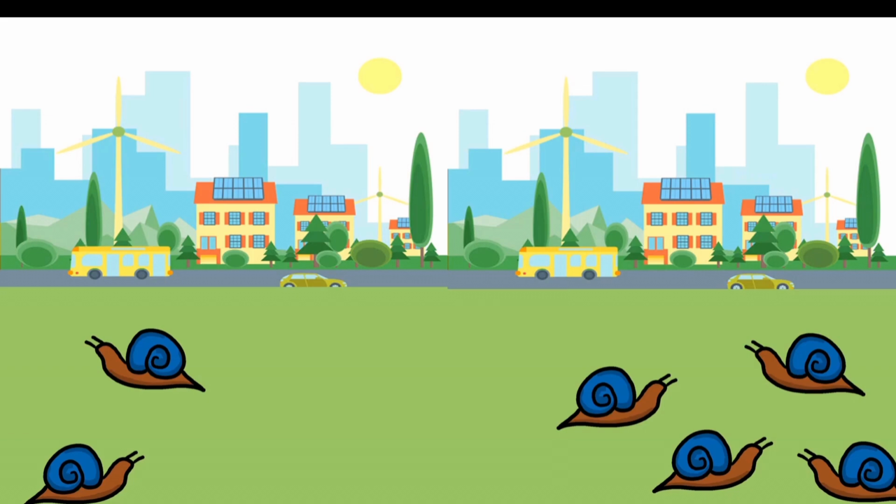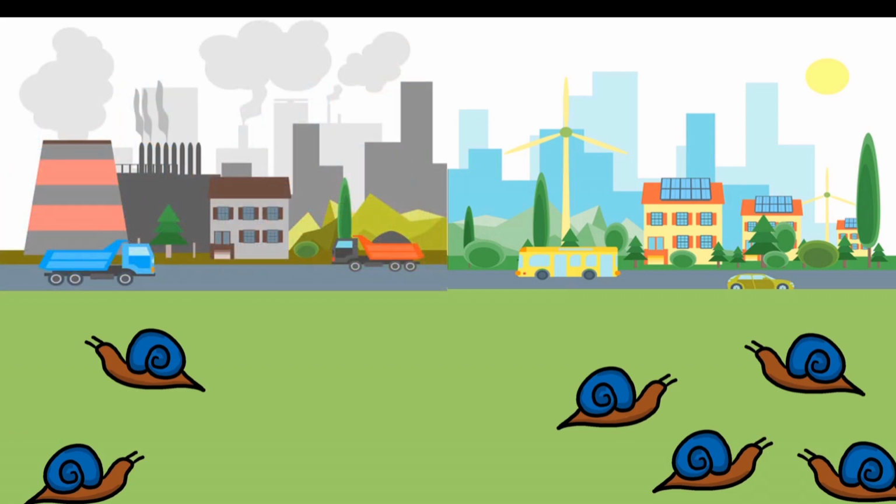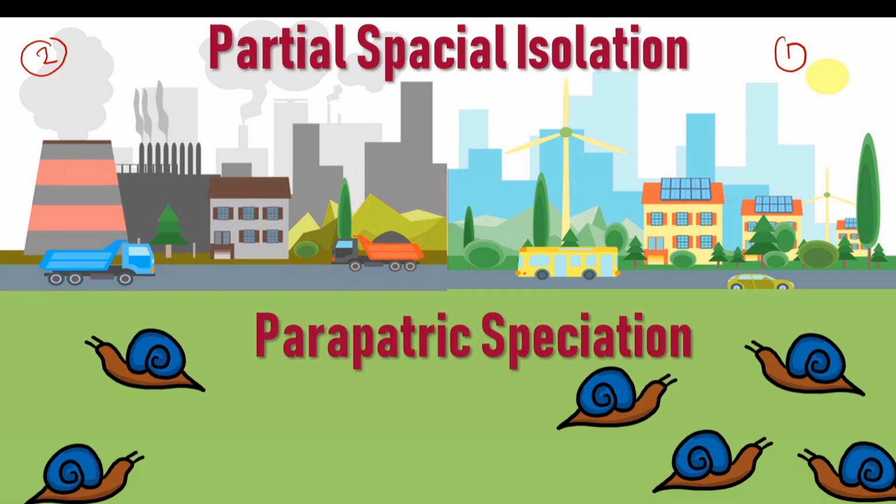When the surrounding area or the niche of the population changes due to factors like pollution, it leads to the generation of two niches, one original niche and the new polluted niche. The species in the new niche undergo random genetic differences to adjust to the new niche. Partial spatial isolation leads to parapatric speciation, that is, the snails in the clean and polluted area become two distinct species over a period of time. However, the two species are connected through a hybrid zone.